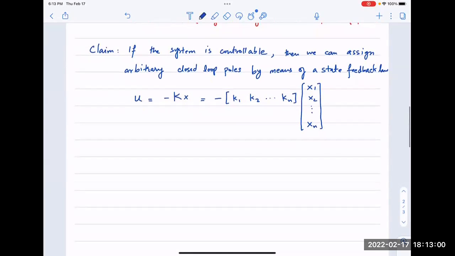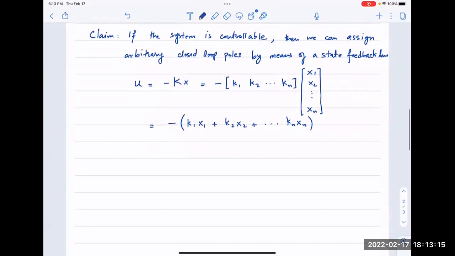Right, so if you multiply them, you will get minus k1 x1 plus k2 x2 all the way to kn xn. So u is actually minus the sum of i equals 1 to n of ki xi. This sort of feedback is also called a linear state feedback.